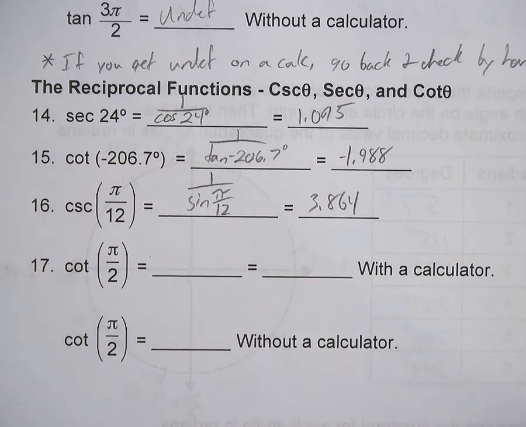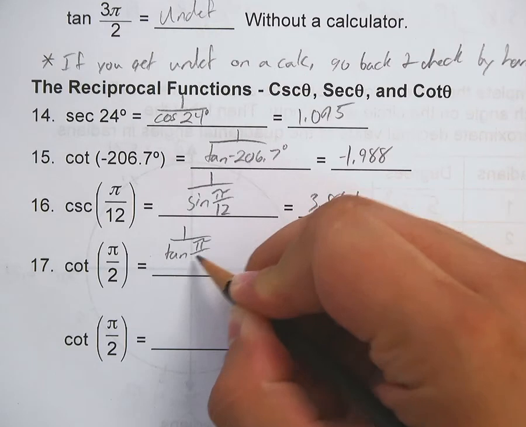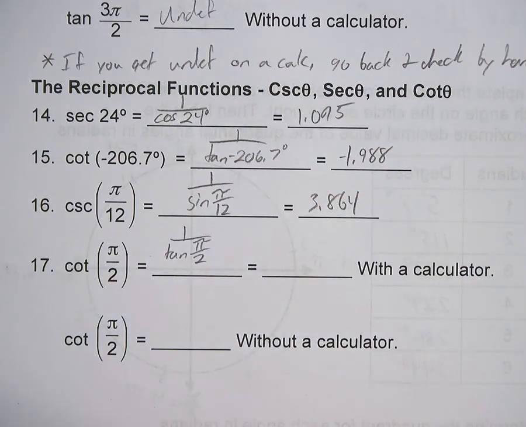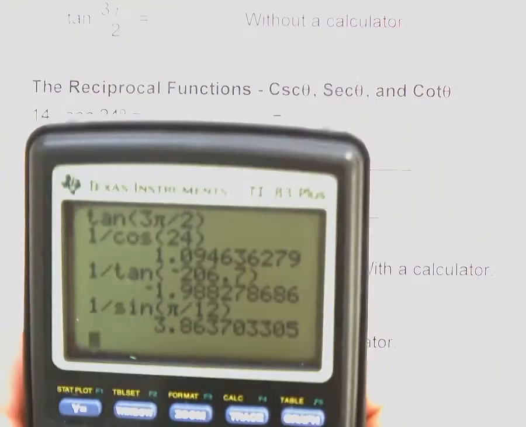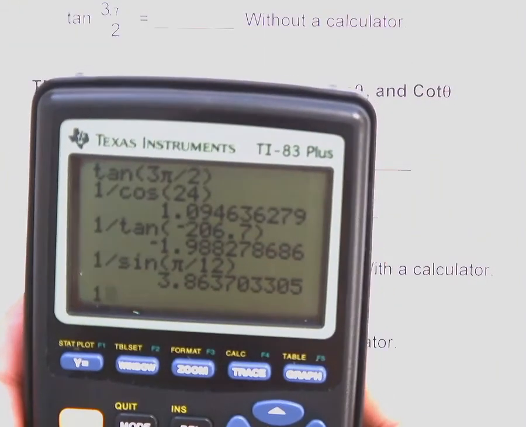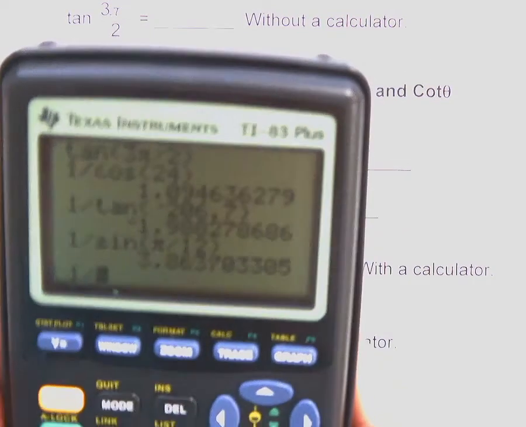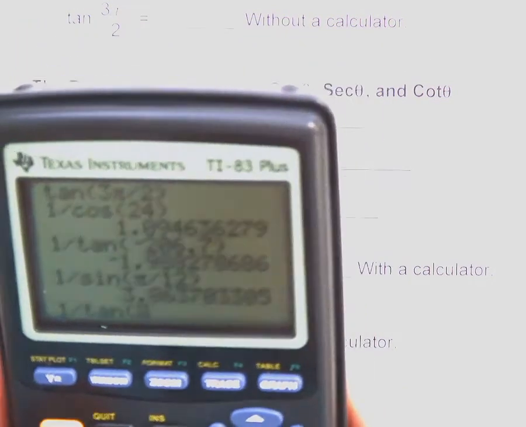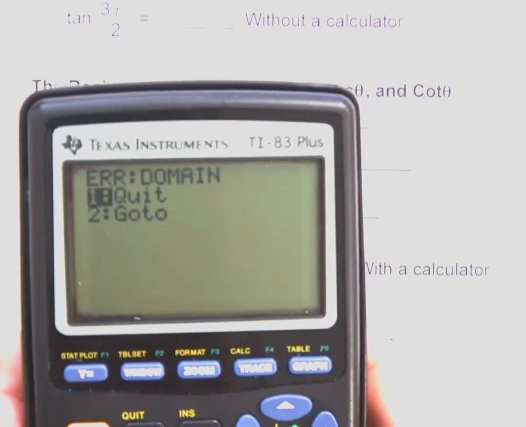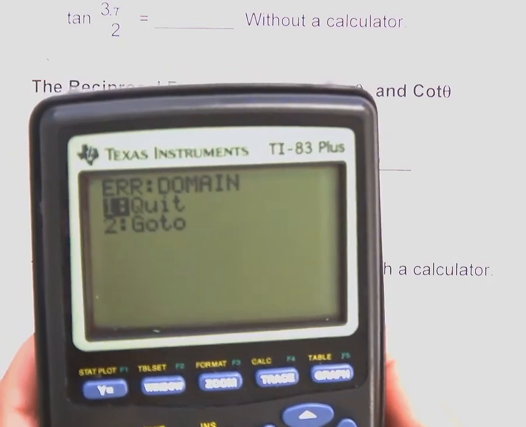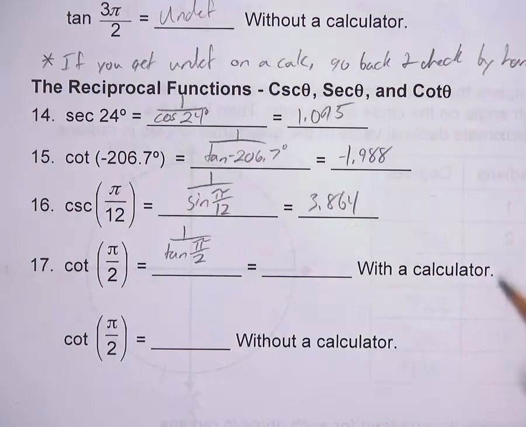How about cotangent of pi over 2? And wouldn't that be 1 over the tangent of pi over 2? Now, for a moment, let's do it with the calculator and see what happens. Mode. Oh, it's in radian. Okay. 1 over the tangent of pi over 2. And it says undefined. Technically it says error domain, but we know that that means undefined.